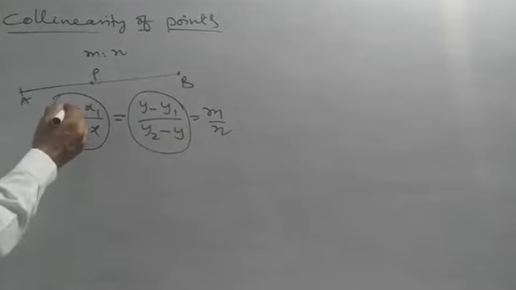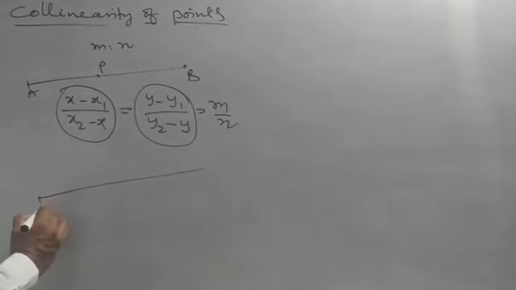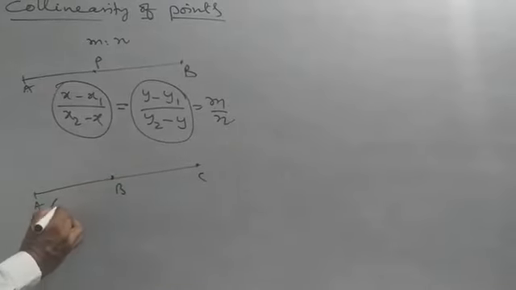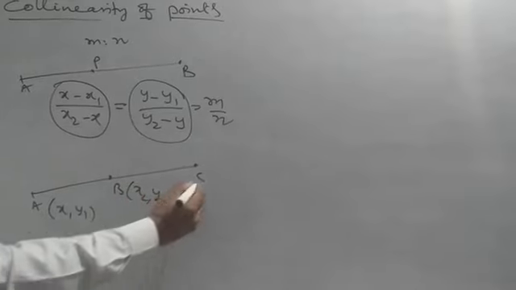Instead of x, we can also consider 3 consecutive vertices. That means A (x1, y1), suppose B (x2, y2) and C (x3, y3).